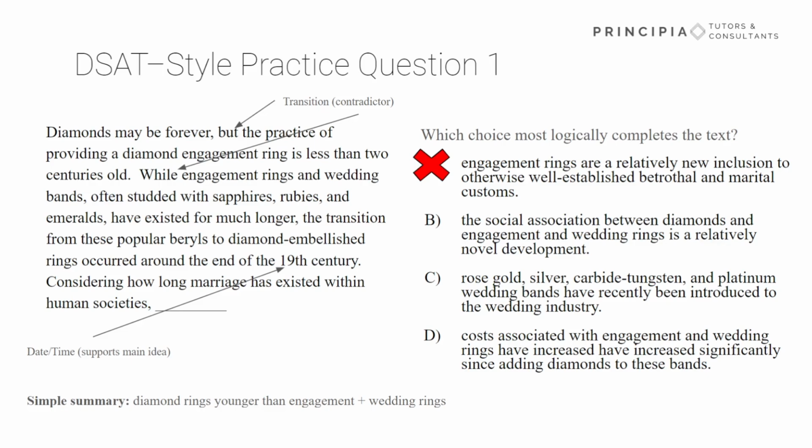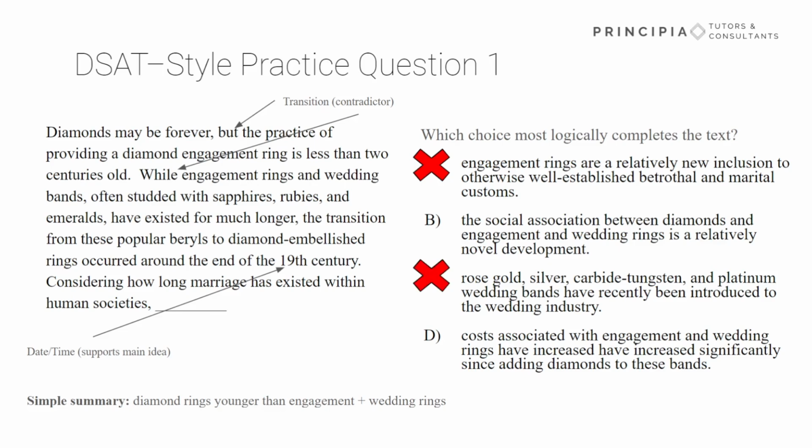It looks like a pretty good answer, but we always want to eliminate other choices so we can confidently select what we believe to be right. So if we go to C, rose gold, silver, carbide, tungsten, etc., these are not brought up anywhere in the passage. It's completely off topic, so we should immediately eliminate it.